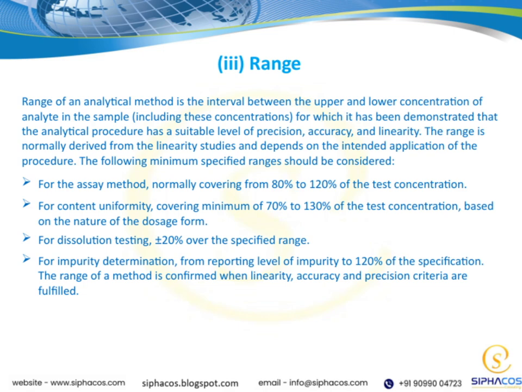When it comes to dissolution testing, the acceptable range is about plus or minus 20% over the specified range. And for impurity determination, the range starts from the impurity reporting level up to 120% of the specification limit. The key point here is that a method's range is only confirmed when it meets the necessary criteria for linearity, accuracy, and precision throughout that span. So, understanding and properly establishing this range ensures the method is suitable for its intended application.